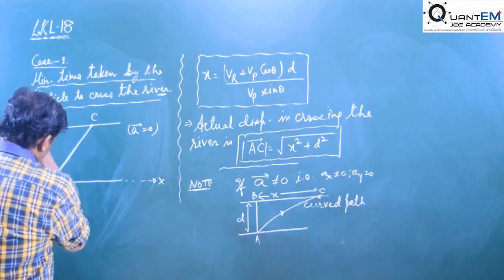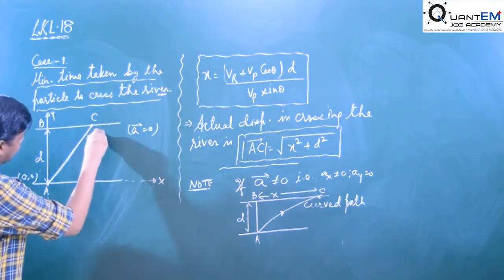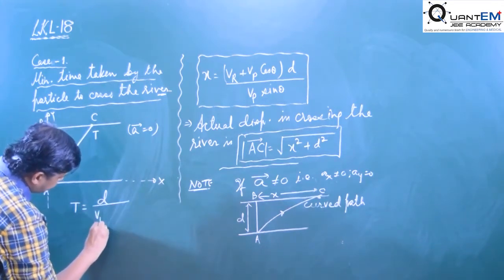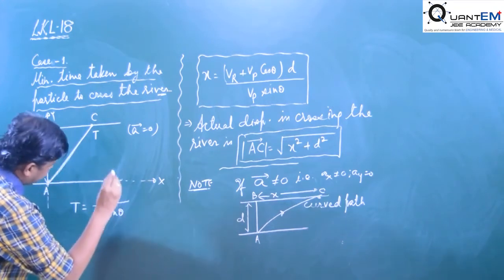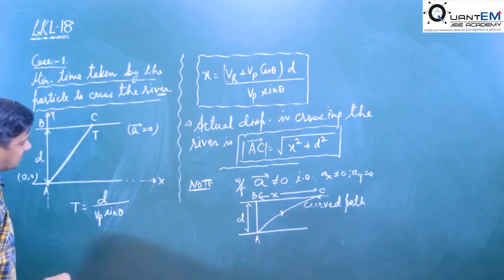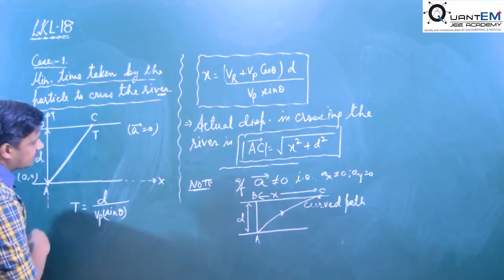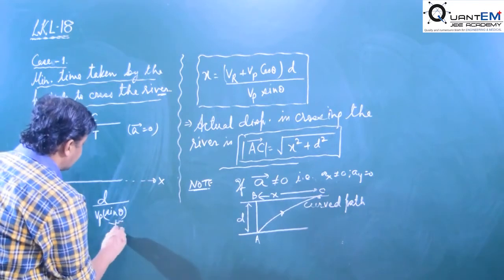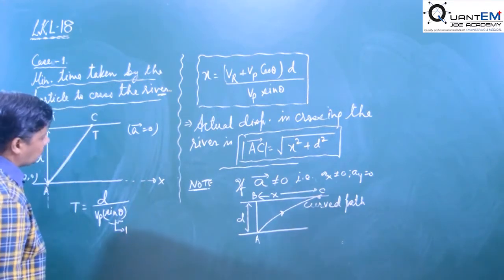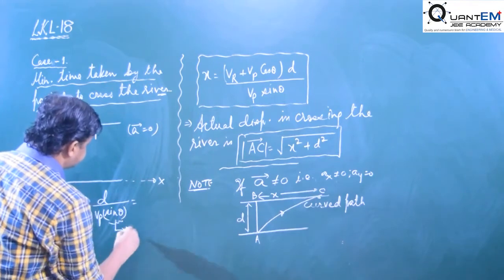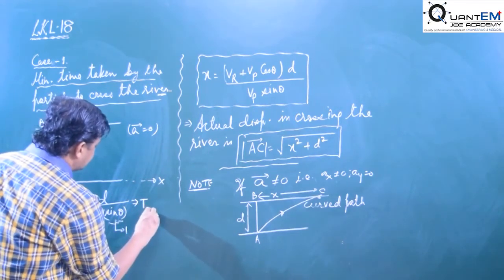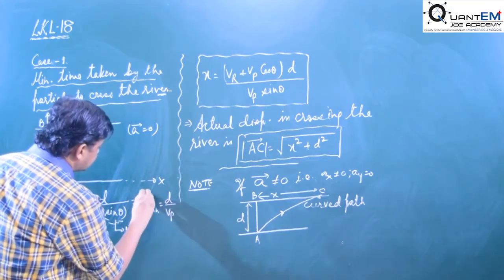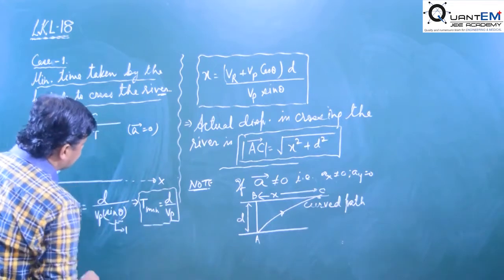Okay, now see, what was the formula for time? Time was d by Vp sin theta. Okay, this time will be minimum only if sin theta will be what? Maximum. So this time is minimum only when the value of sin theta is 1. That means the minimum time will be d divided by Vp. It is the minimum time taken by the particle to cross the river.